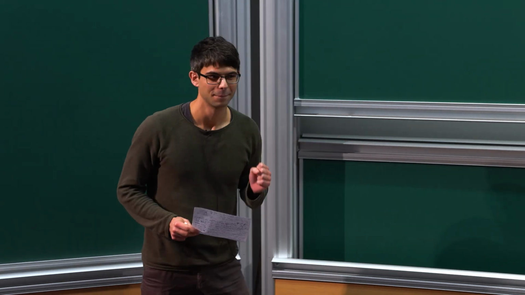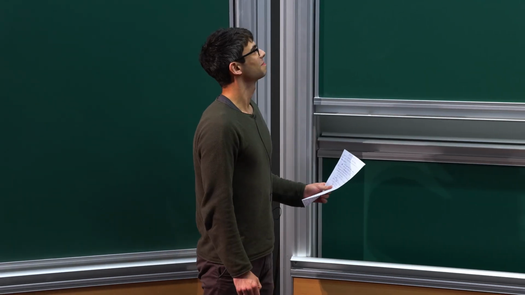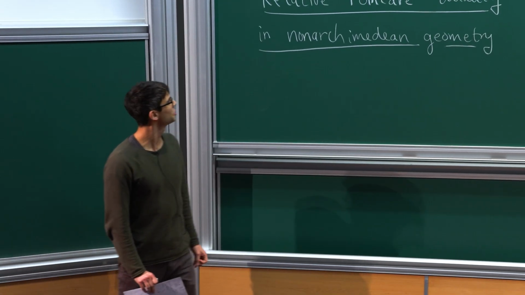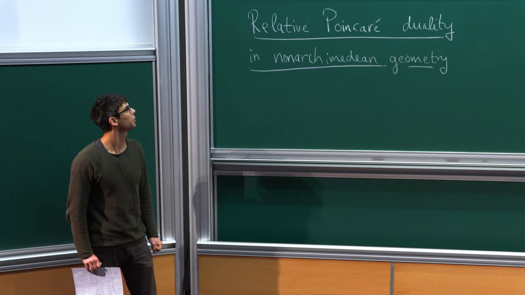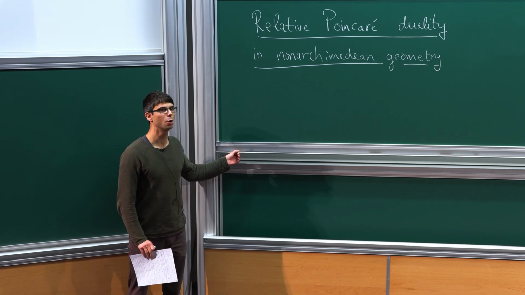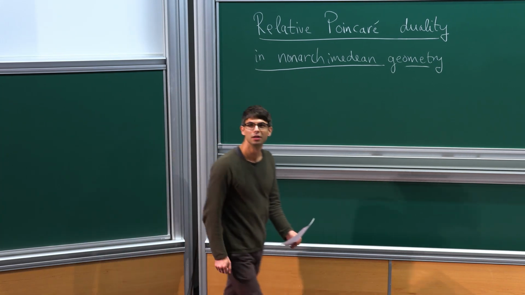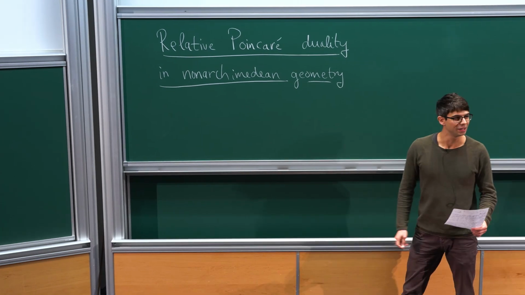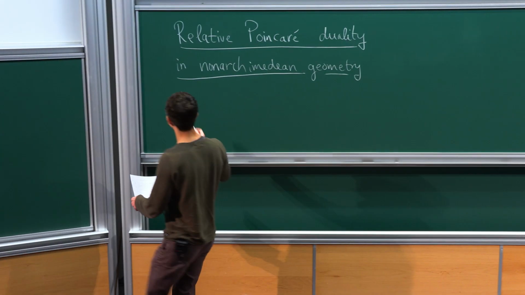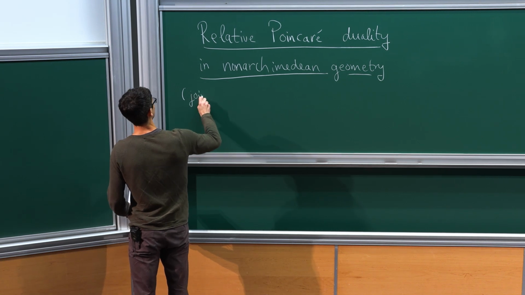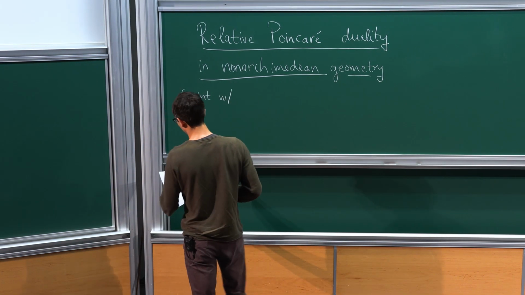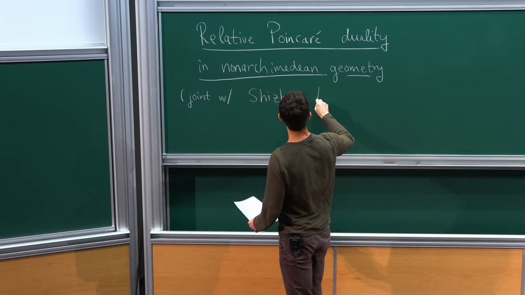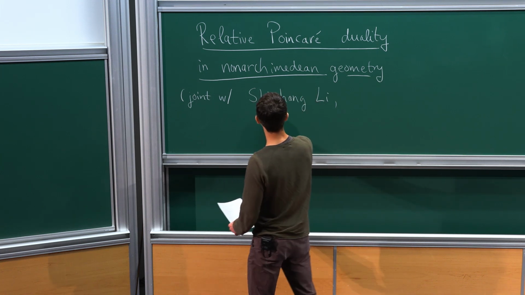Okay, so my talk today is not precisely about p-adic Hodge theory, but still about non-Archimedean geometry. It's about a relative Poincaré duality in non-Archimedean geometry, and the goal will be to prove some Poincaré duality statements for non-Archimedean spaces. All of what I'm going to say today is joint work with Shizhang Li and Bogdan Zavyalov.